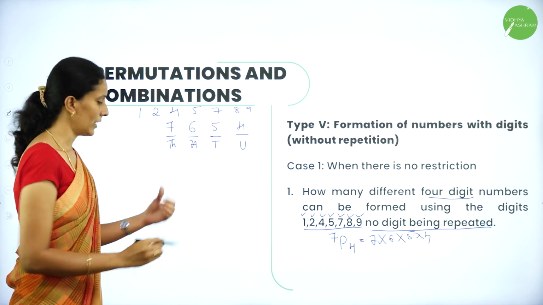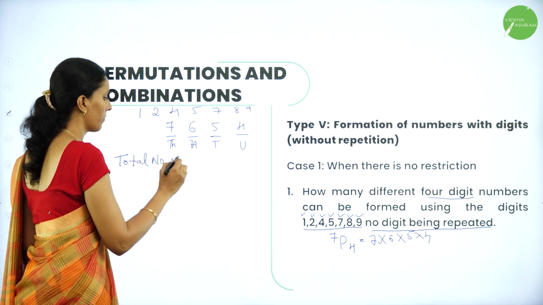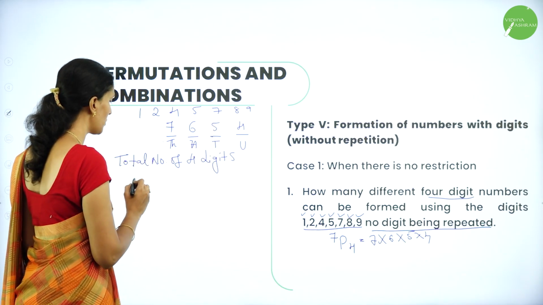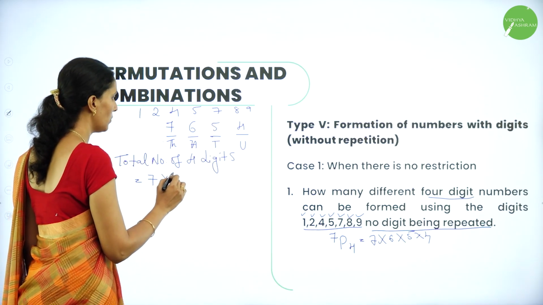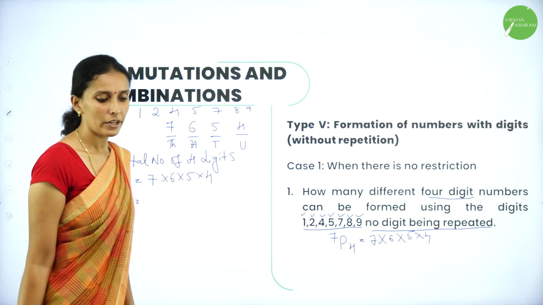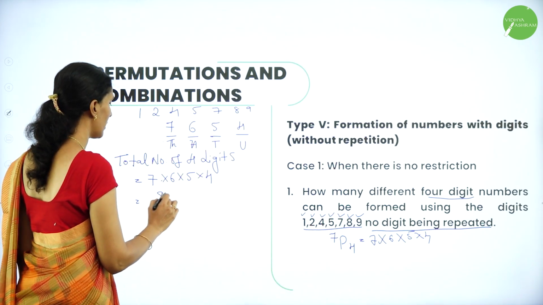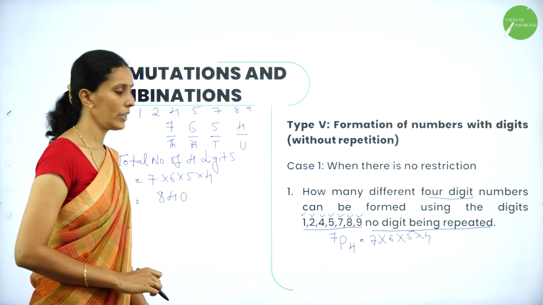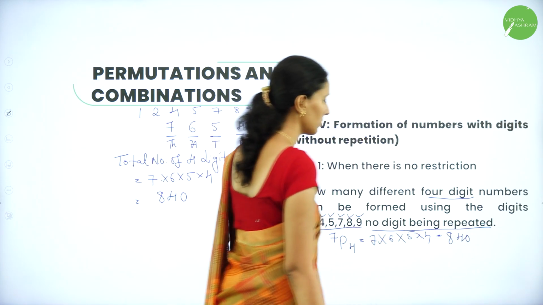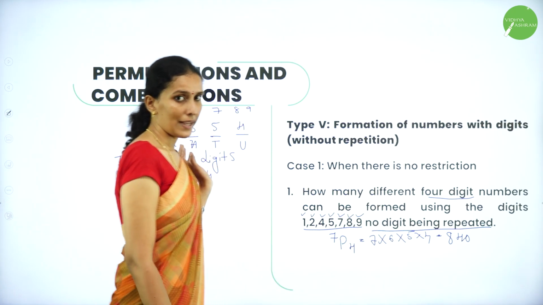Okay, so therefore here, total number of 4 digits is 7 into 6 into 5 into 4. Okay, that is 7 into 6 into 5 into 4. So that is 840. So here also this is 840. So this is what my first case, that is when there is no restriction in the place values.